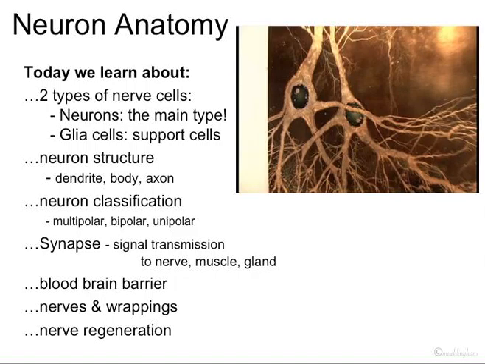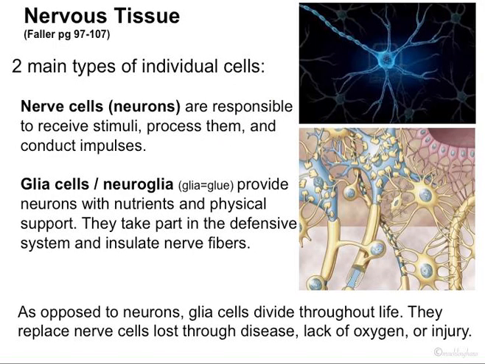All right, let's go and discuss the micro anatomy of the nervous system. That's the small parts of the nervous system. So we'll talk a lot about the neurons, the cells, and what they're made up of. We have two main cell types inside the nervous system.